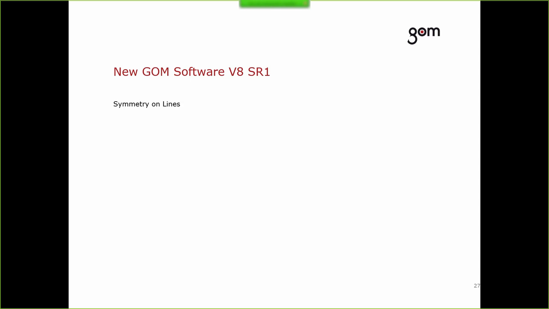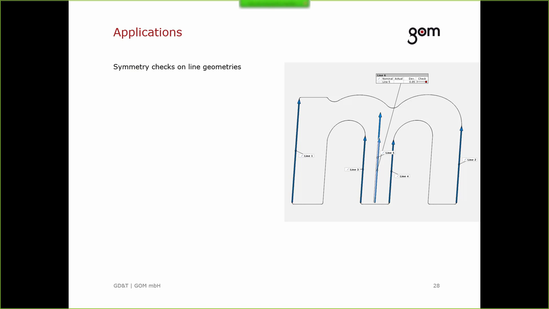We also introduced the possibility to check the symmetry of lines. Symmetry is a condition in which a feature or features are symmetrically disposed about the center line or center plane of another feature. The center line or plane of the second feature is usually specified as a datum. The software now offers the check of the symmetry of lines against datum systems or against other symmetric lines.